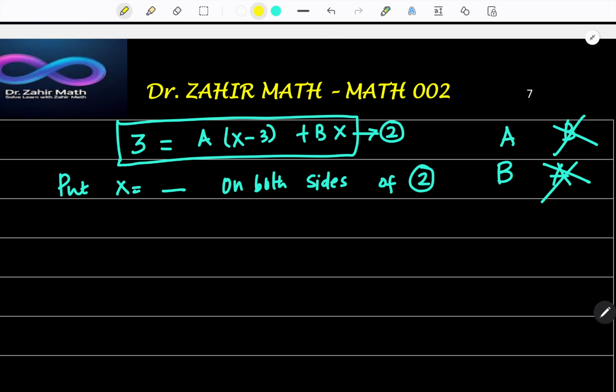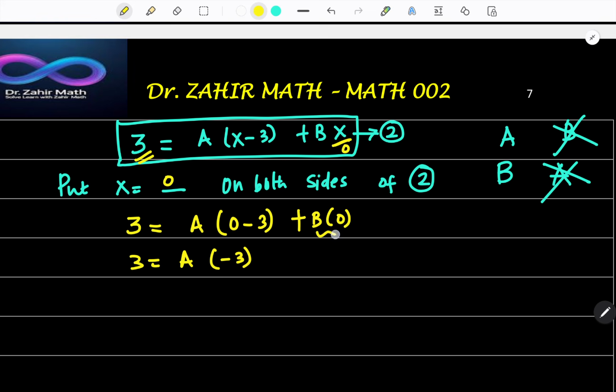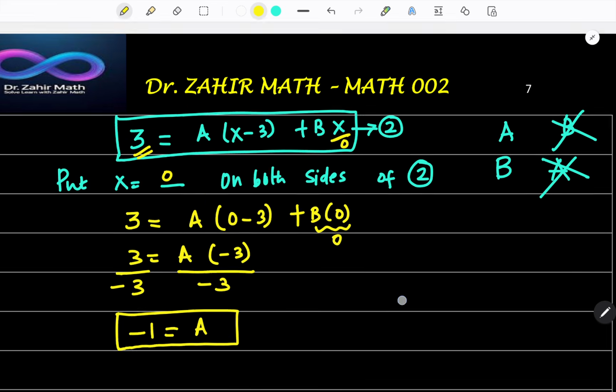Yes, what value I have to choose? I don't want B. So what value I choose? X equals 0. So 3 equals, there is no x here, just 3 will come automatically. So 0 minus 3 plus b times 0. So this 3 equals a times minus 3, and b times 0 is what? 0. So what happens now? Divide by minus 3, divide by minus 3. So minus 1 is equal to what? A is your minus 1.